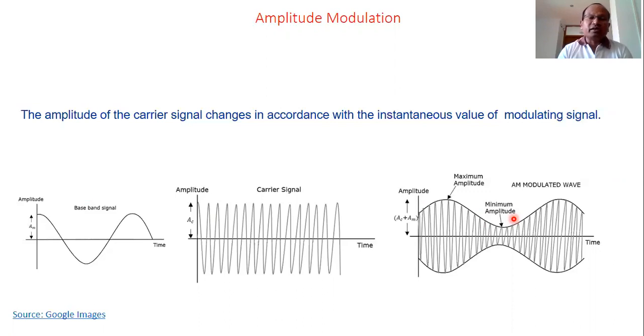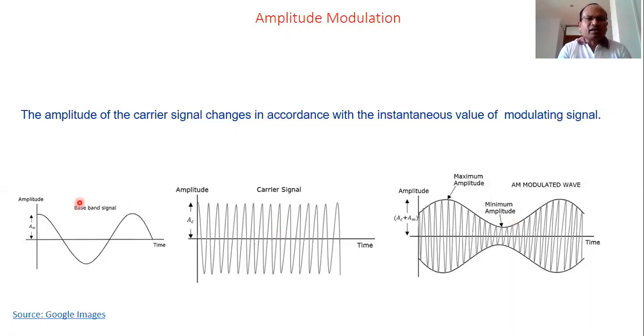In correct words, the amplitude of the carrier signal changes in accordance with the instantaneous value of the message signal, because there is some difference between instantaneous value and amplitude. Of course, if the instantaneous value of the modulating signal is changing, the amplitude will change, but actually the change in amplitude of the carrier is proportional to the instantaneous value of the message signal. So we can look at the diagram here.